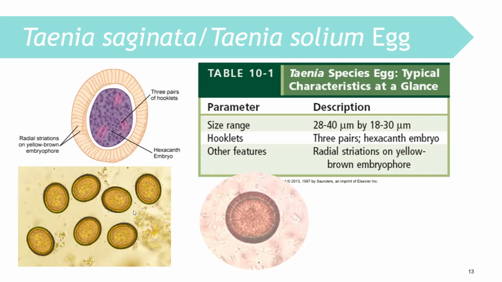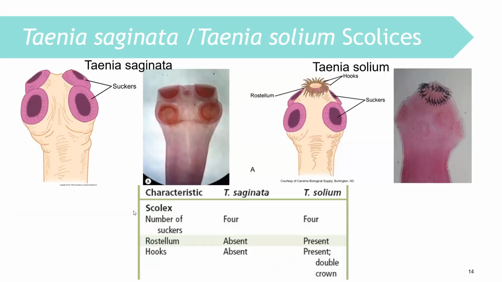They have radial striations, Taenia solium and Taenia saginata, or Taenia egg, Taenia species. That's why if you see the presence of this egg in a sample, you cannot say that it's saginata. You cannot say that it's solium. Therefore, if you see the presence of this egg, you're going to report it as the presence of Taenia species, unless you are going to see the presence of the scolex.